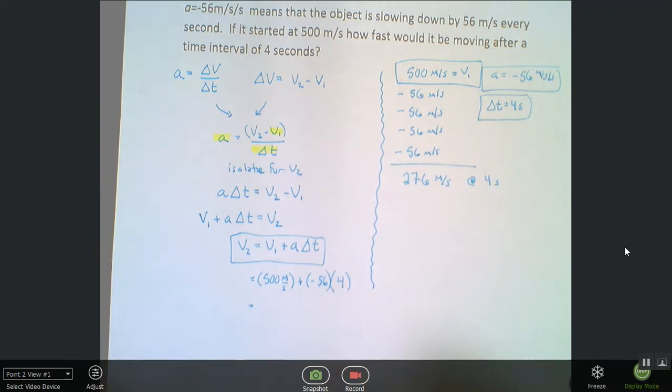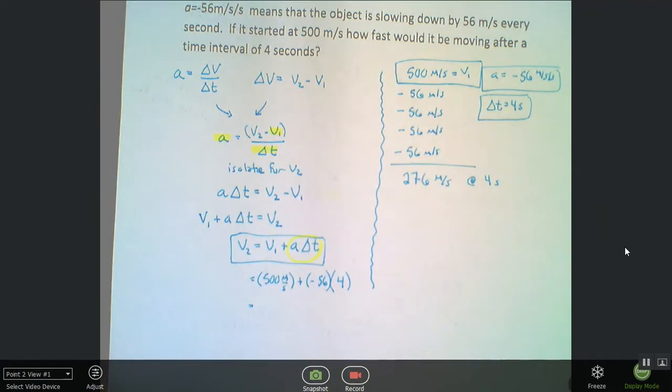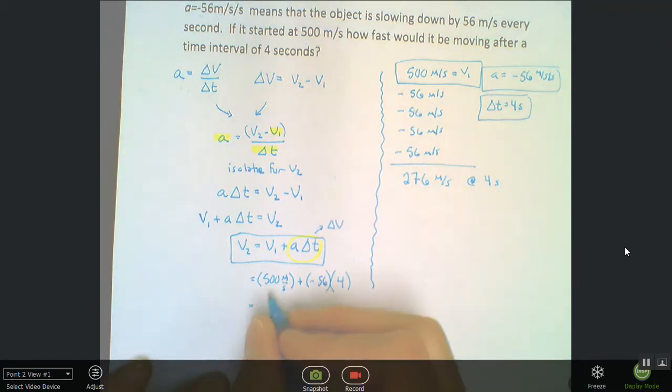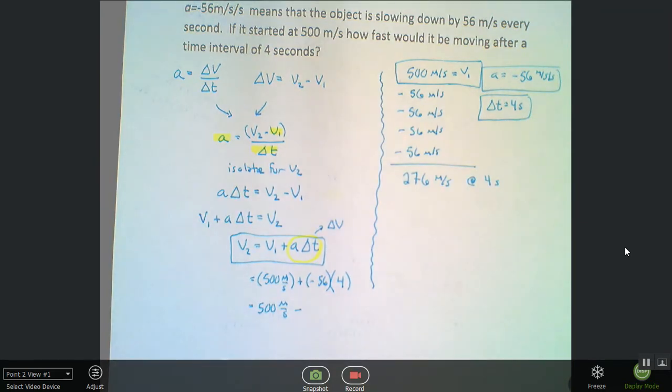If you're really thinking about this, A delta T is our change in speed. So we would say, well, it was moving at 500 meters per second, and it changed its speed by 56 times 4, which is 224 meters per second. That's how much it changed its speed. And the result is 276 meters per second is the final speed. Same answer that we got before.